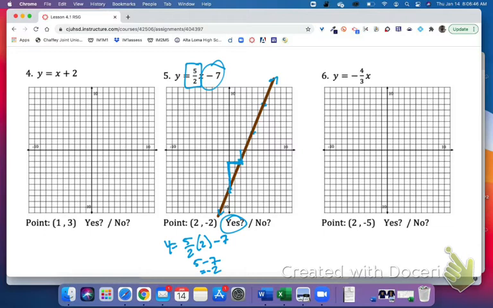Yes, you can use Desmos. You can type these in. It'll give you the equation of the line. You can click on 2, negative 2, or close to it and see if it's on the line or not. I will tell you that for number 6, no, the point is not on the line. I'd like for you to be able to explain or show why not.